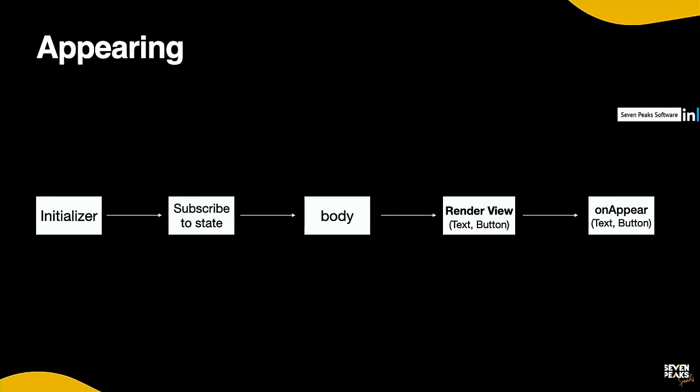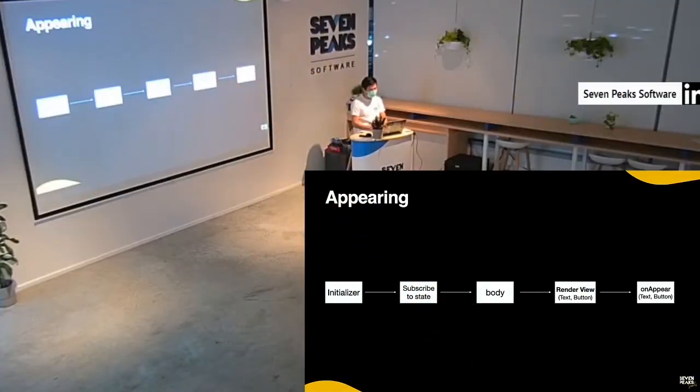When the view starts, it will run the initializer, and then subscribe to the state, to the body, and render the views inside the body, such as text and button, and then call onAppear for the text and button inside the body.